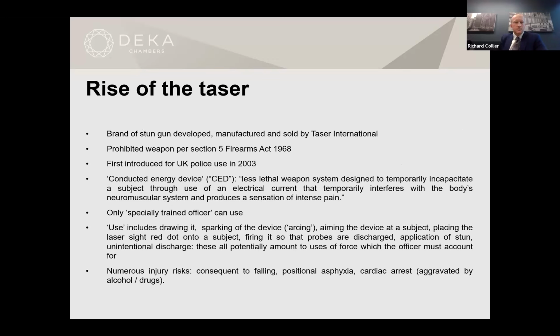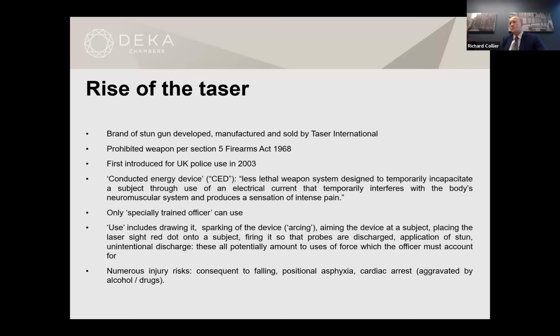So just a little bit of general info here on the rise of the taser. The name Taser is actually just the company that makes the stun gun. It's a prohibited weapon under the Firearms Act. The key bit here is that use is broader than merely firing it and shocking the subject. It includes drawing, it includes arcing, which is just the sparking of the device.